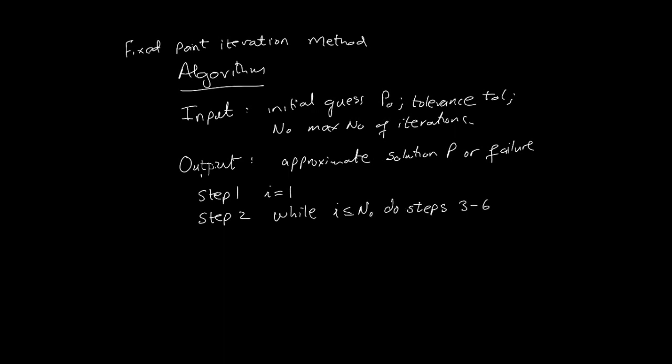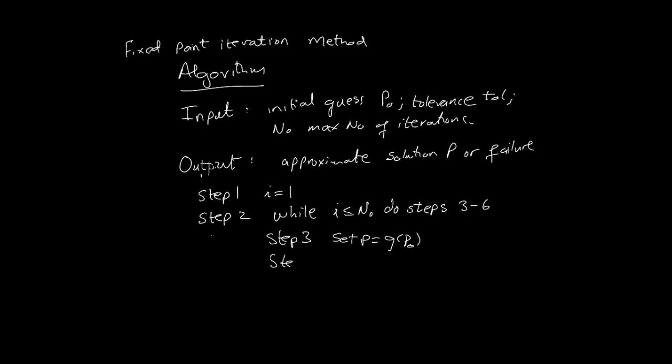So here's our while loop. While I is less than or equal to the maximum number of iterations N0, do steps 3 to 6. Step 3 is set P equal to G of P0. Okay, we compute the first iterate.